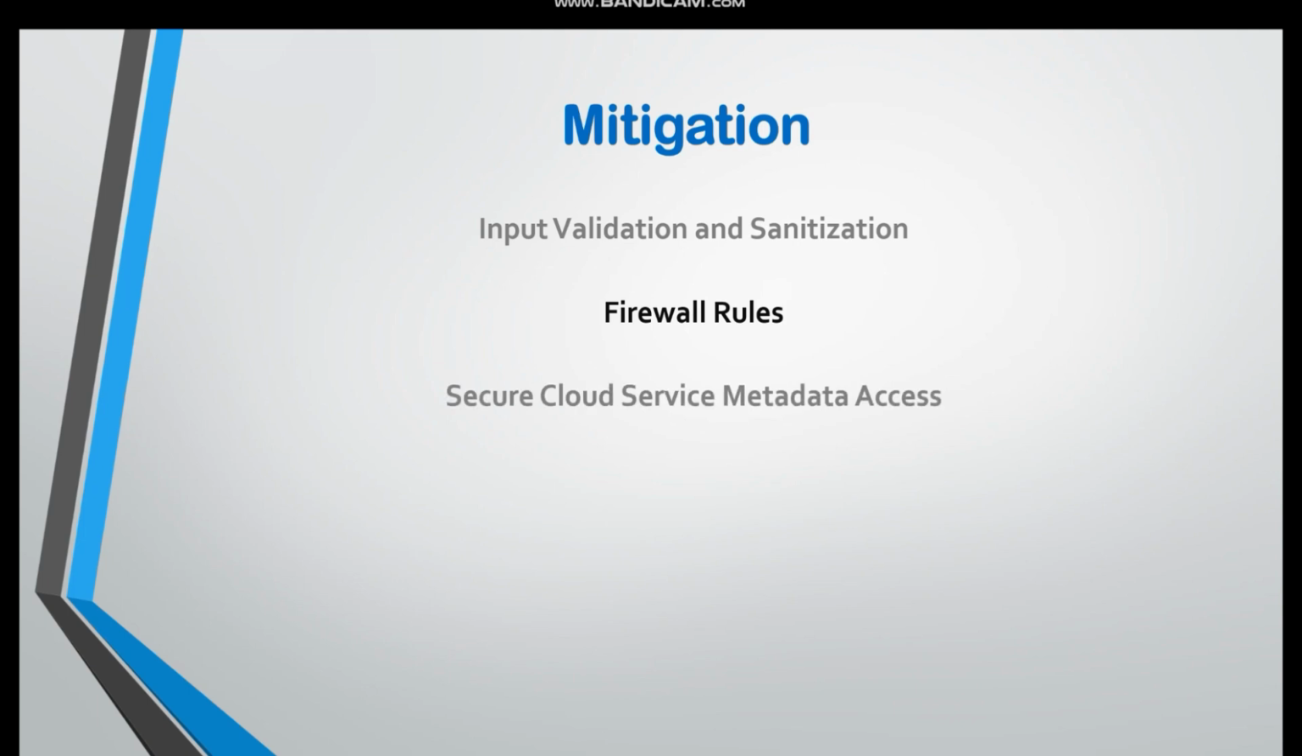Third is secure cloud service metadata access. Fourth is network segmentation, right? Converting the network into segments. Another one is monitoring outbound traffic. All the traffic which is coming in or going out through the network, the outbound or incoming traffic, should be monitored. It is checked whether malicious input is coming or going. Monitoring can also minimize the risk of SSRF.